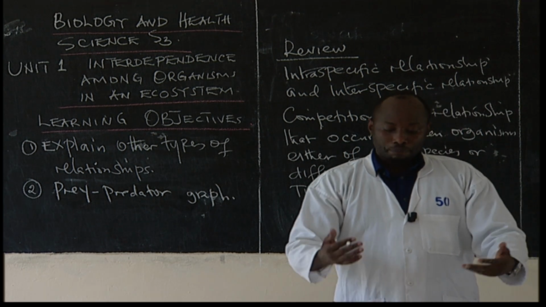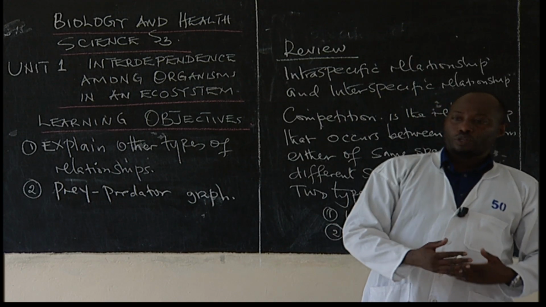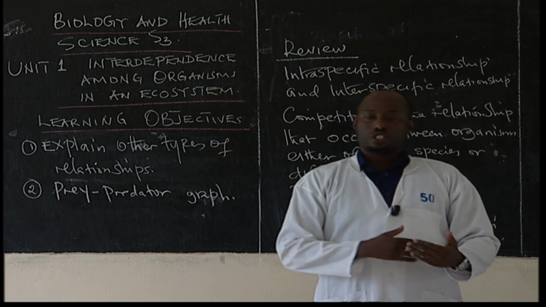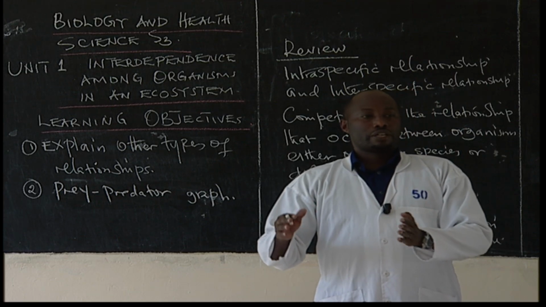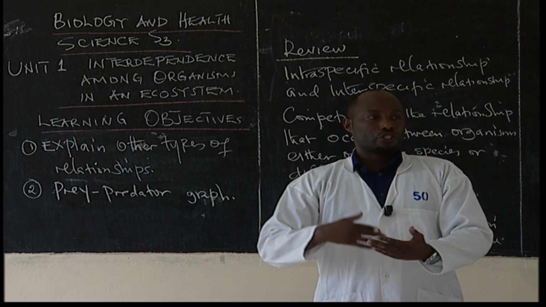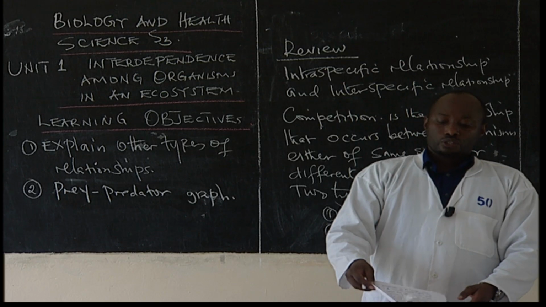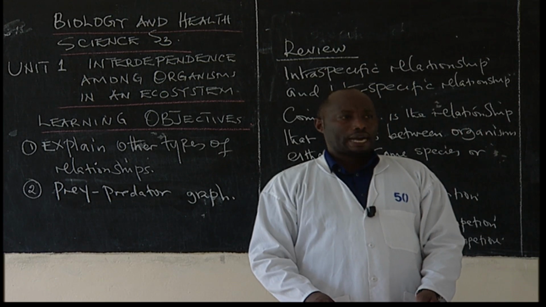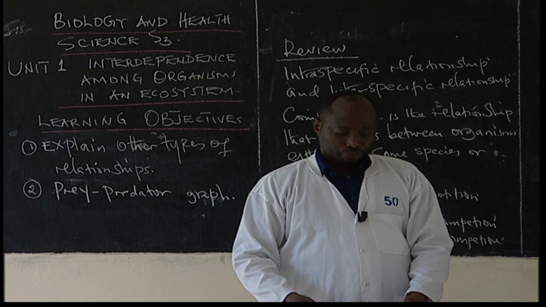We said this happens when organisms depend on the same resources in an ecosystem; that can create competition among themselves. When competition is raised between different species competing for the same limited resources, that is referred to as interspecific competition. So quickly, let's go to other types of interactions.